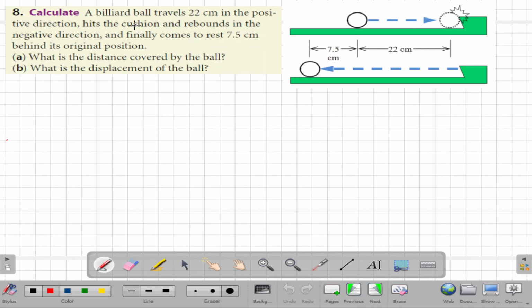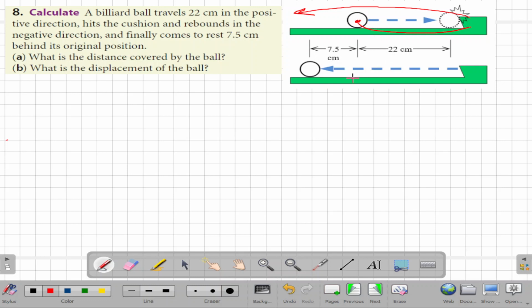Okay, question number 8. A billiard ball travels 22 centimeters in the positive direction, hits the cushion and rebounds in the negative direction, and finally comes to rest 7.5 centimeters behind the original position. So the ball starts its motion from this position, goes until it reaches the cushion, rebounds, and keeps moving until it reaches the final position, which is 7.5.